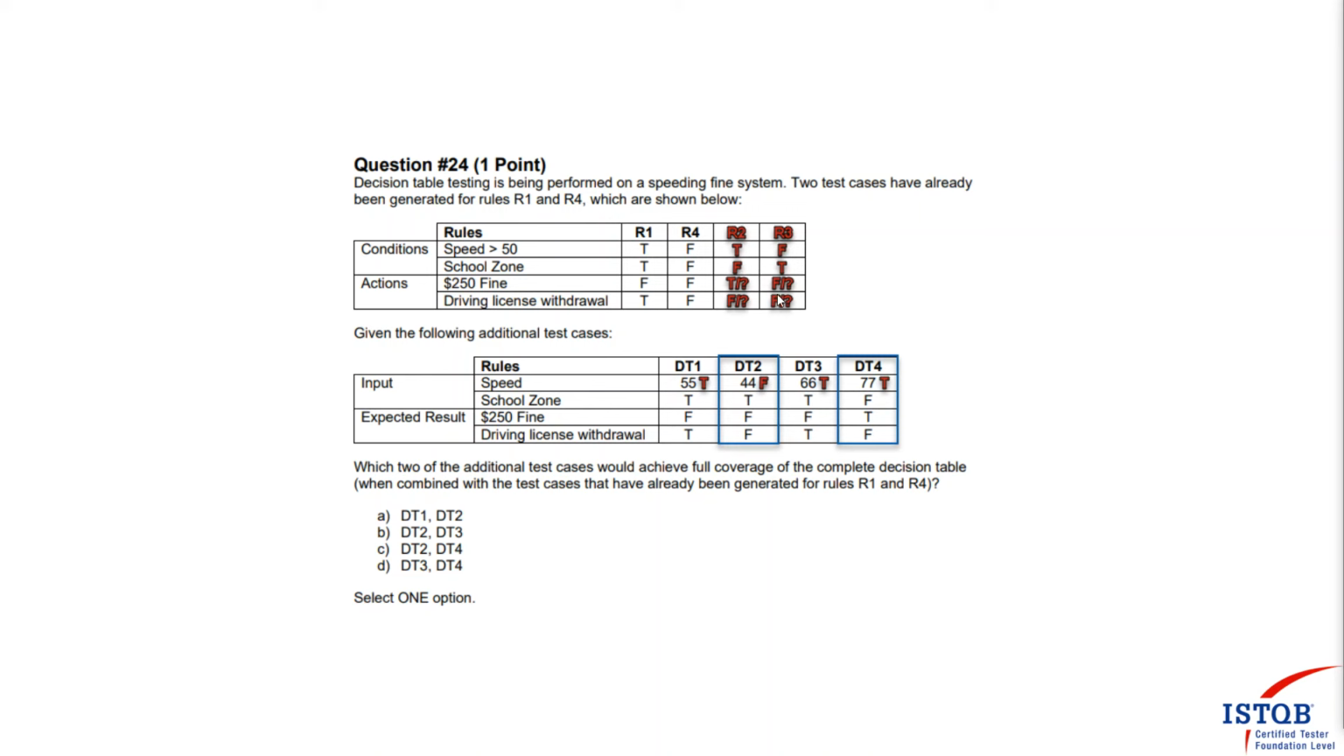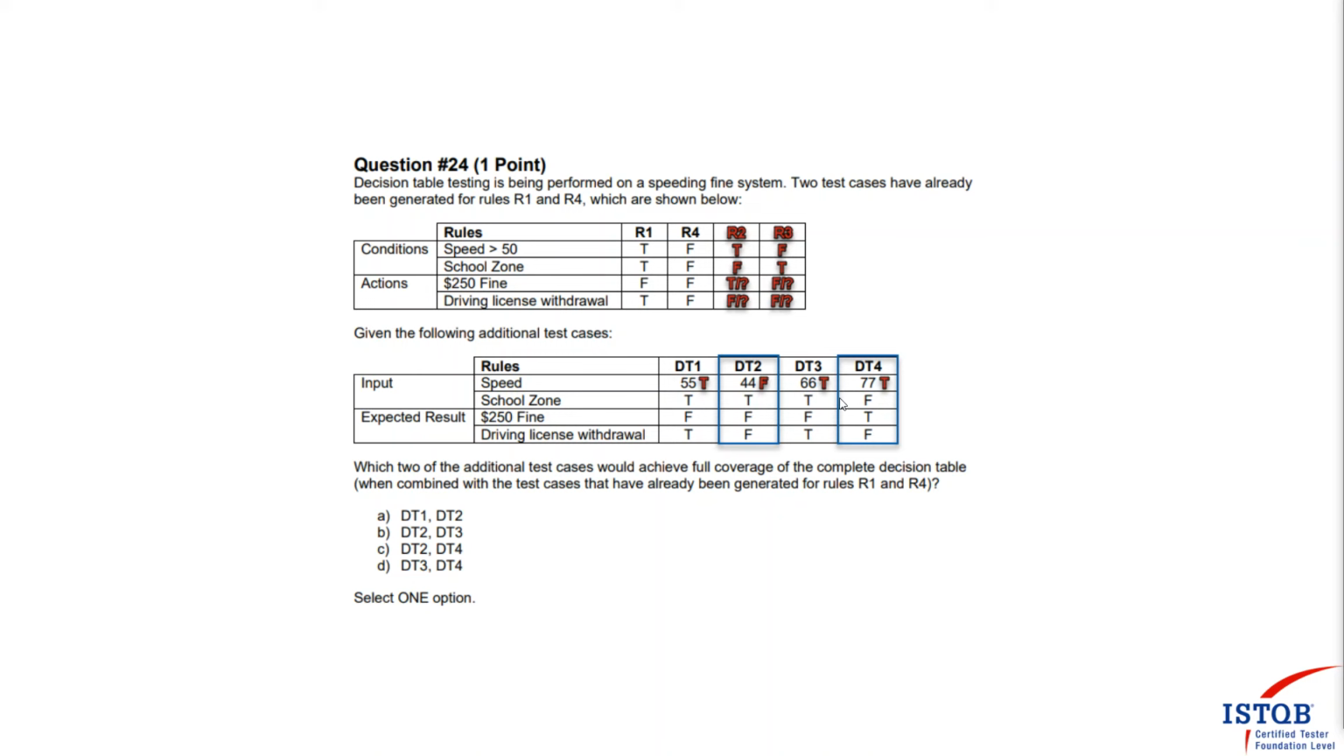the original scope. DT3 scenario, where speed exceeds 50 km per hour is true and school zone is true. Same reason as with the first step, as we see conditions are the same as in test case R1, which means that test case DT1 is useless and shouldn't be added.